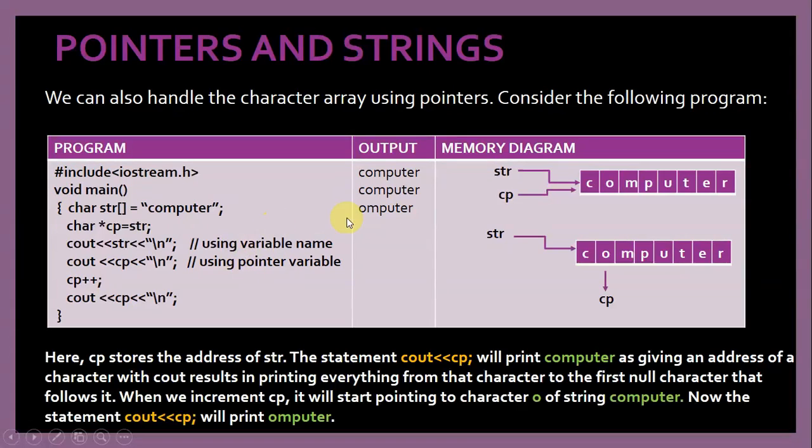Omputer it will print. And this is the output of this program. If you run this program, this is the output. So 2 times when we first display str, computer will be displayed. Then when we display cp, computer will be displayed. And then after increment cp, if I say again display cp, omputer will be displayed.